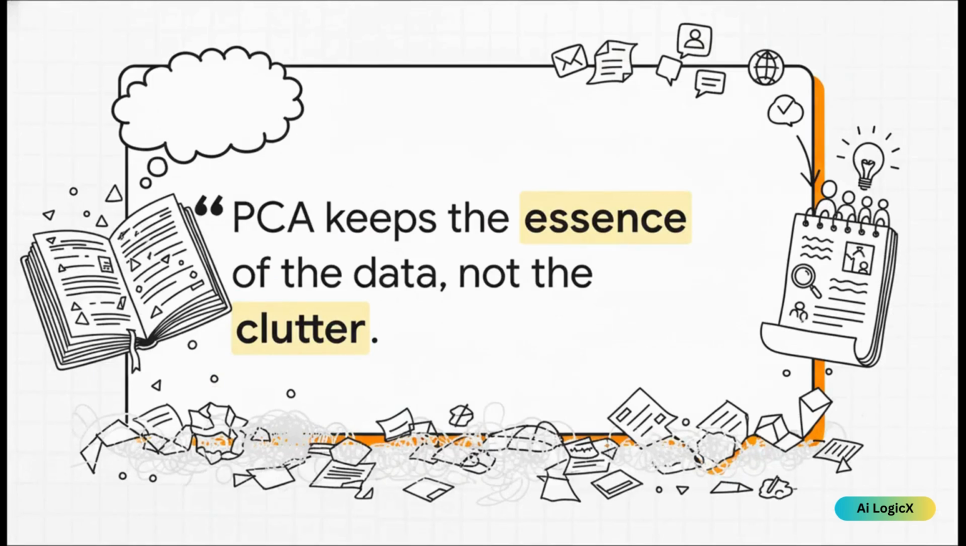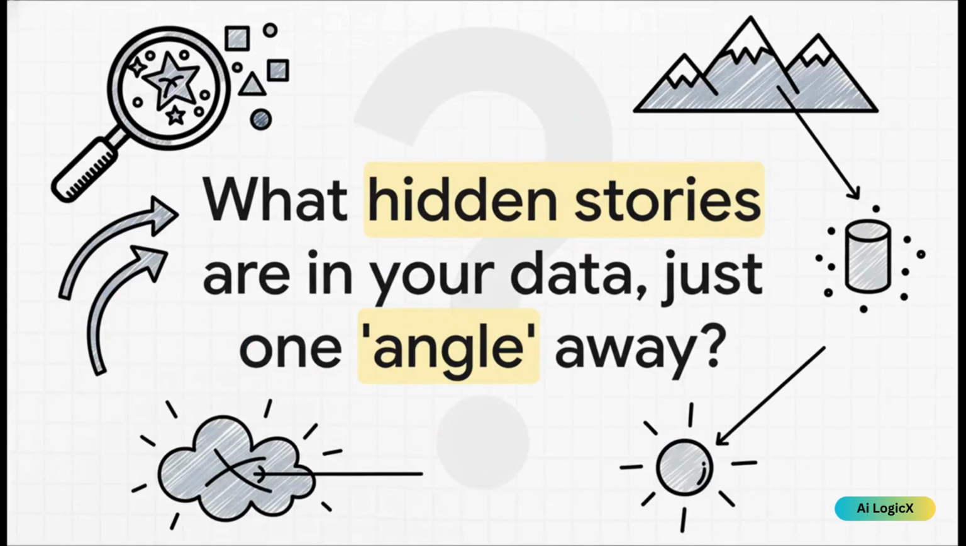I think this is just the perfect way to think about it. PCA is a master summarizer. It reads the entire long book of your data. I'm talking every sentence, every single word. And then it writes the executive summary. It gets rid of all the clutter, but it keeps the plot, the main characters, and the core themes totally intact. Ultimately, PCA is a tool for finding perspective.